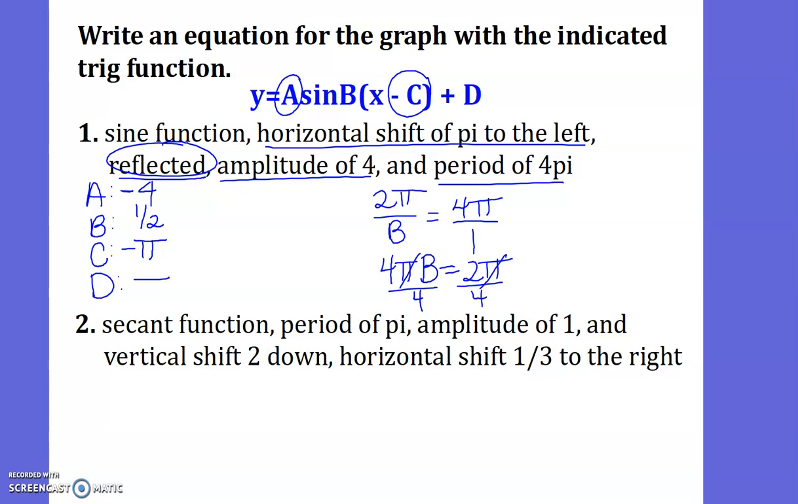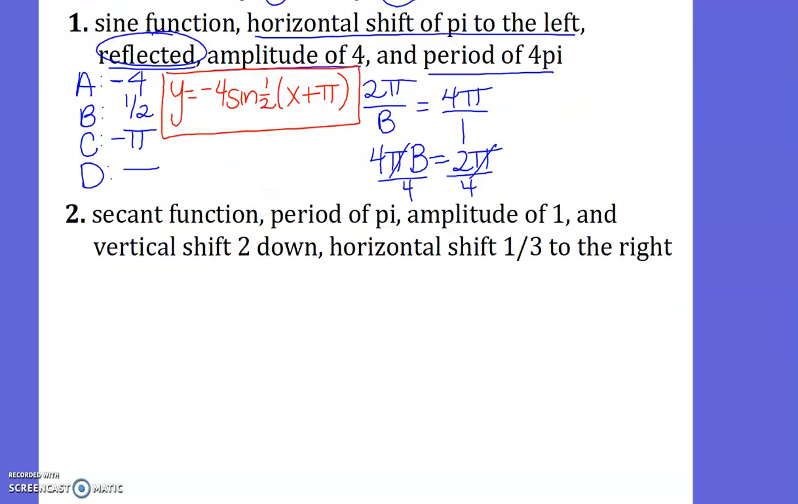Okay, so writing the equation, of course we don't forget our y equals. My A value is negative 4 sine 1/2 (x minus negative pi), which would just be plus pi. And there is our equation that matches that information. Okay, moving on to number 2.